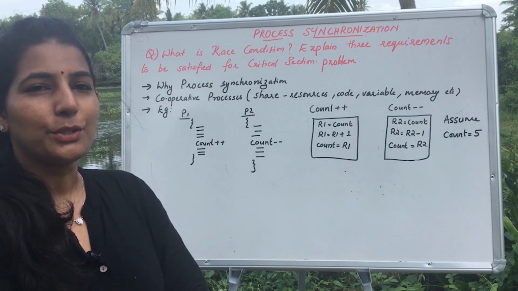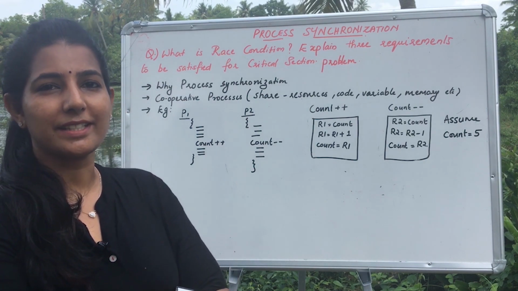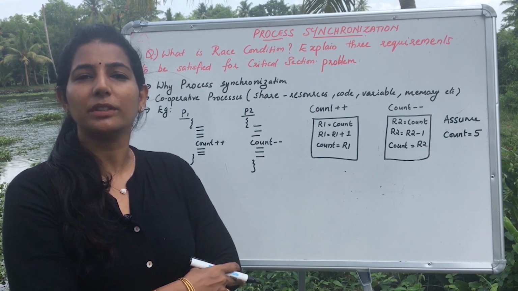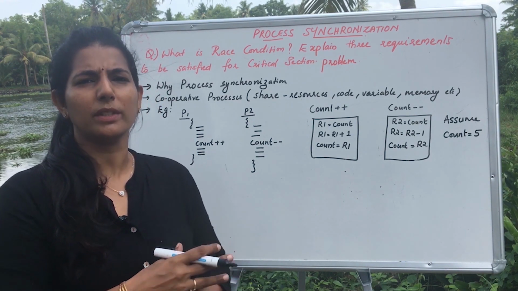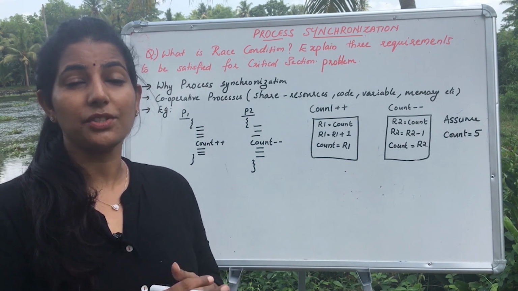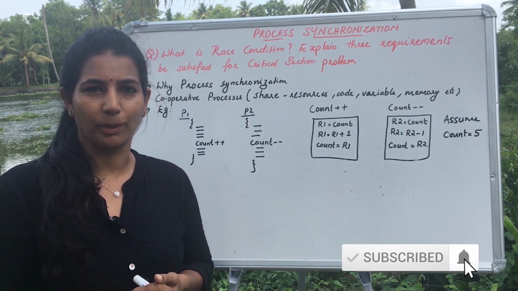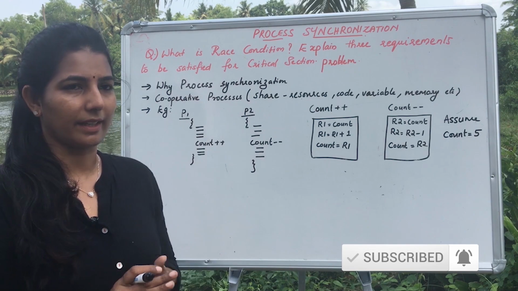Hello everyone. Today's topic is under the chapter process synchronization, where we are going to study what a race condition is and what the requirements for the critical section are. So we have to first understand what process synchronization is, what a race condition is, and what is meant by the critical section problem. Let us start with understanding why process synchronization.